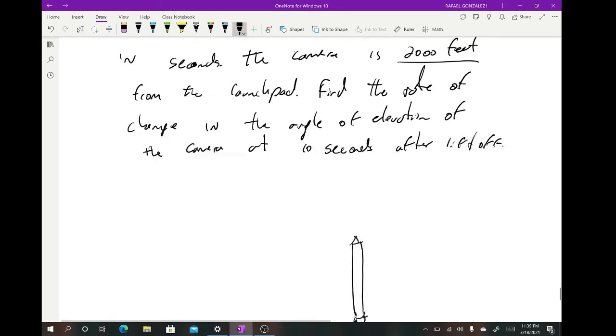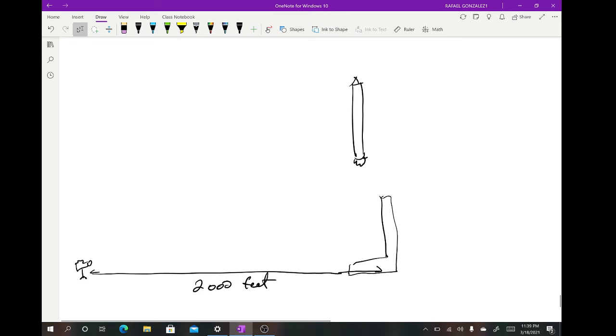Right here. Then we know what the elevation of the rocket is. So we know that the rocket is going up, right? And it's going up by S.